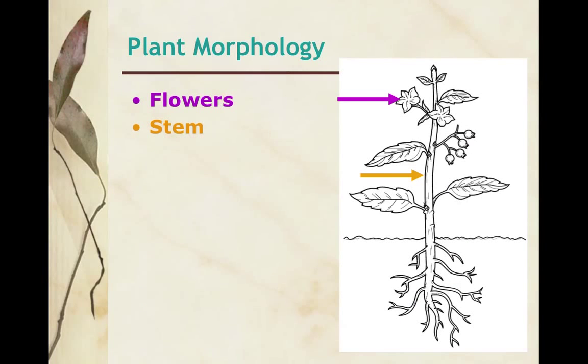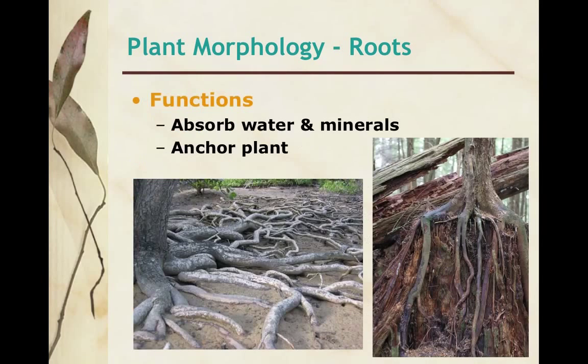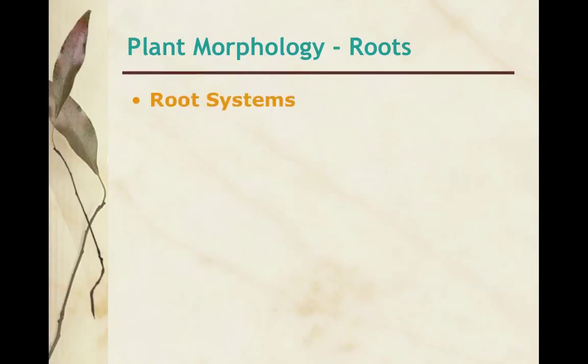So you have the flowers of the plant, the stem, you have the leaves, you guys know this, you have fruits, and then you have the roots, which are not coming up. There they are, okay. And so let's talk about the roots first. So the function of roots is really two things. It's going to absorb water and minerals, and it helps anchor the plant into the ground, as you can see in the picture on the right.